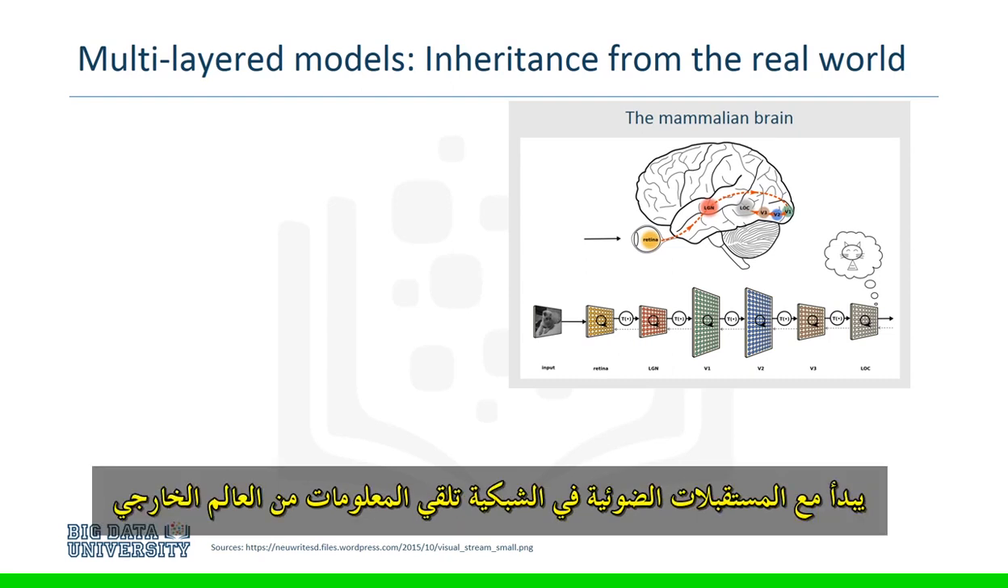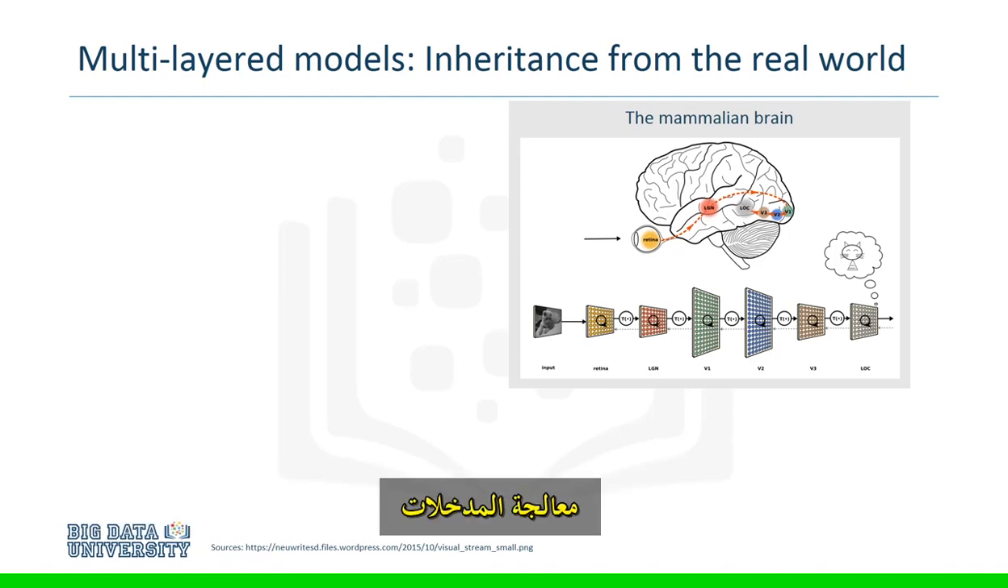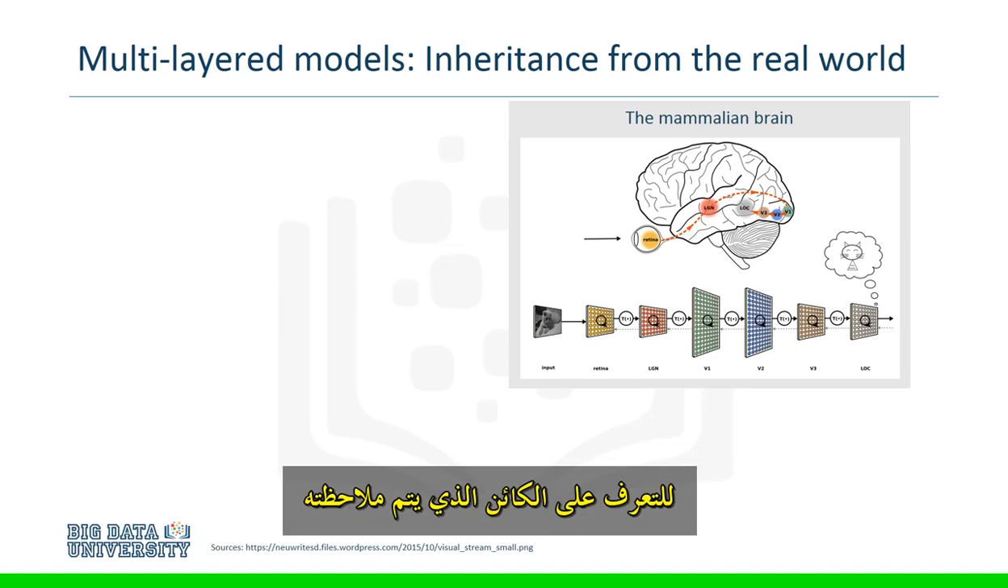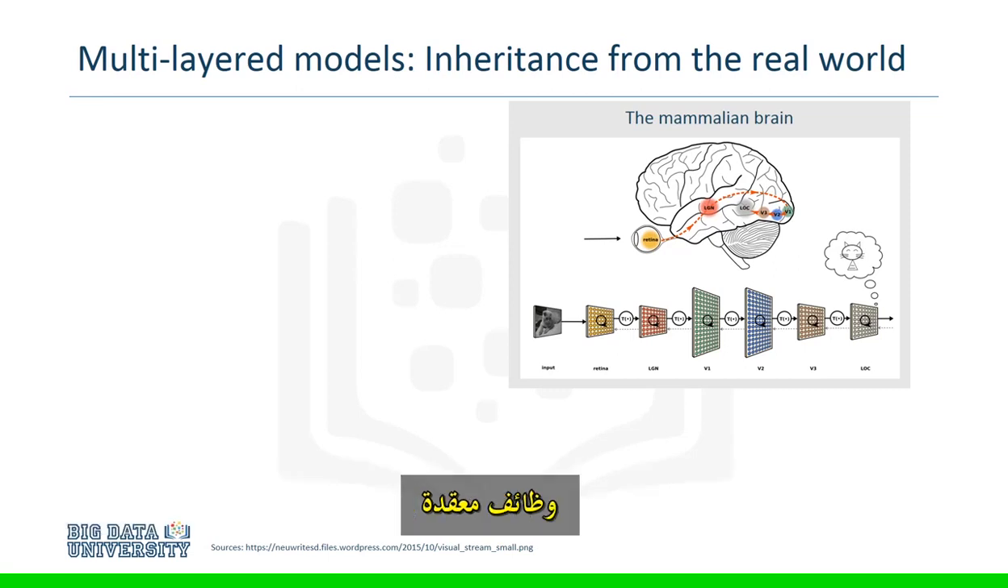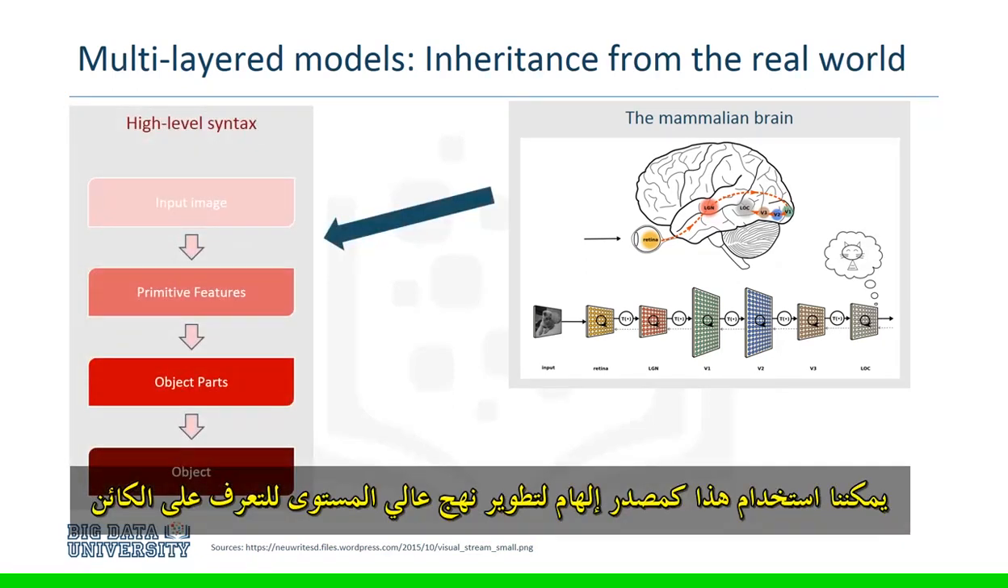It starts with the photoreceptors in the retina receiving information from the outside world. The primary part of the visual cortex, or V1, uses simple and complex cells to start processing the input. V4 identifies different textures, and the inferotemporal cortex puts everything together to recognize the object being observed. The main idea is that the process has multiple layers, different types of cells, and increasingly complex functionality. We can use this as inspiration to develop a high-level approach to the object recognition problem.